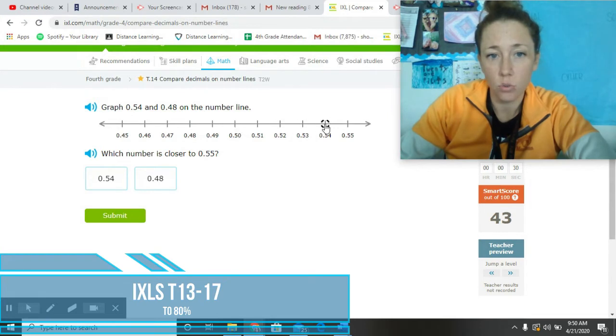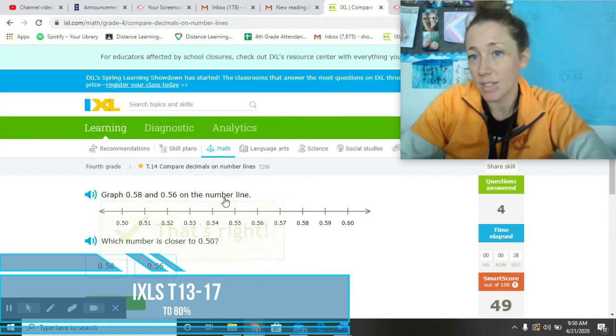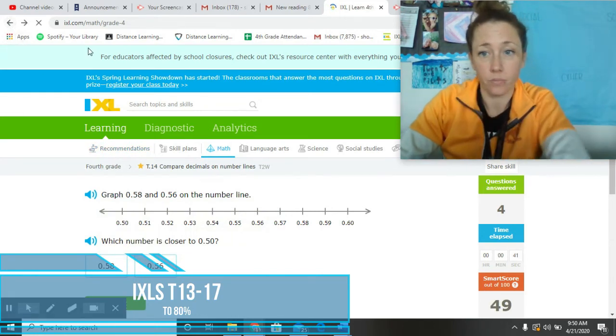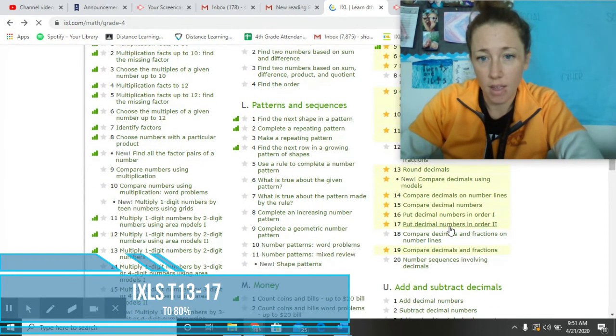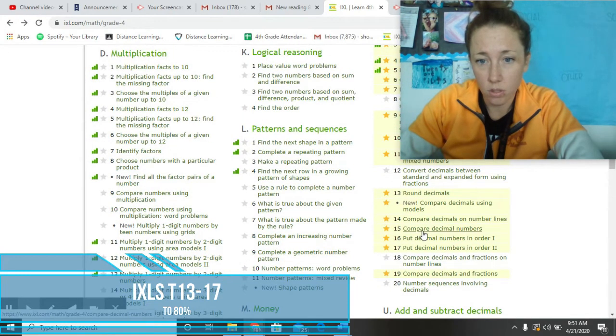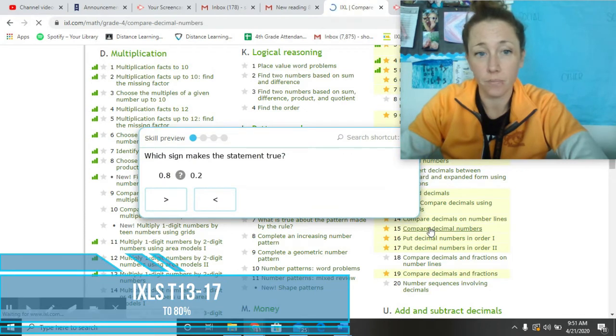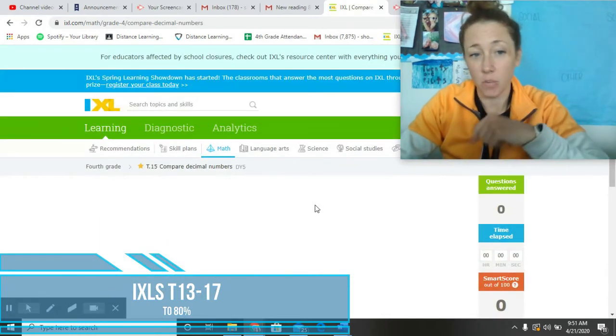54/100, 48/100. Which one's closer to 55/100? Well, obviously 54 is. Kind of self-explanatory. You can cruise through those. And then let's do comparing decimal numbers. So now you don't have the number line to help you. It's just comparing them. And we did this in our packet a bunch of times.